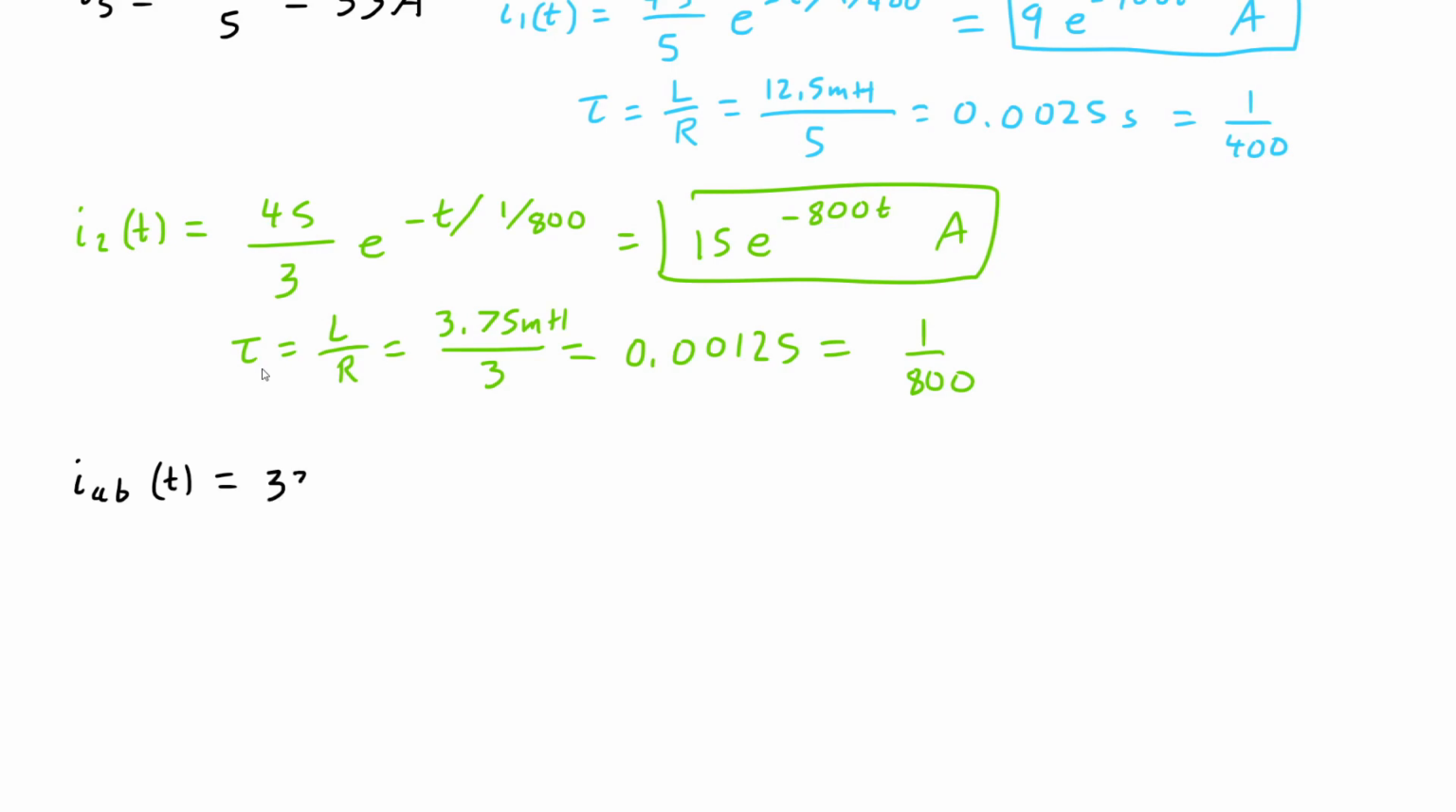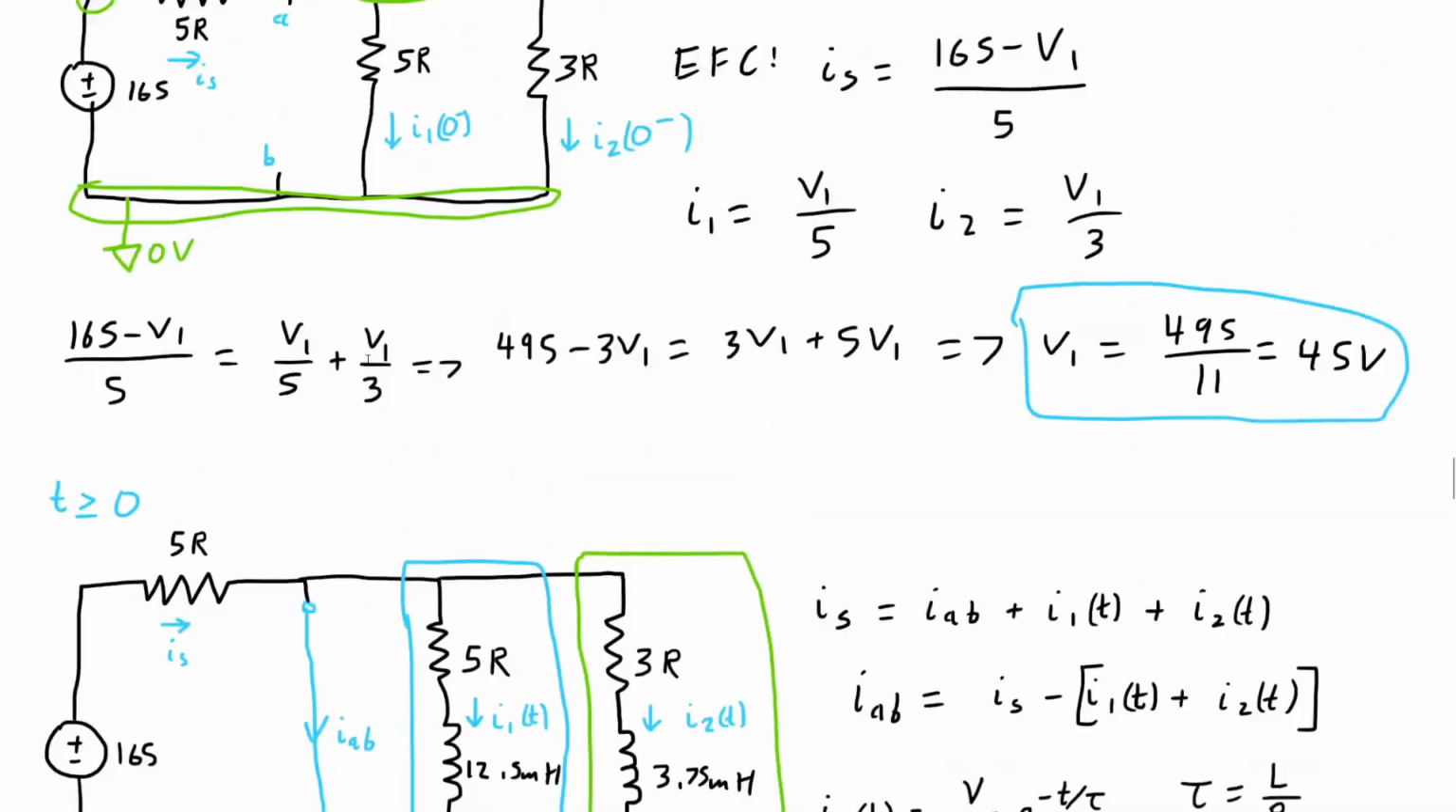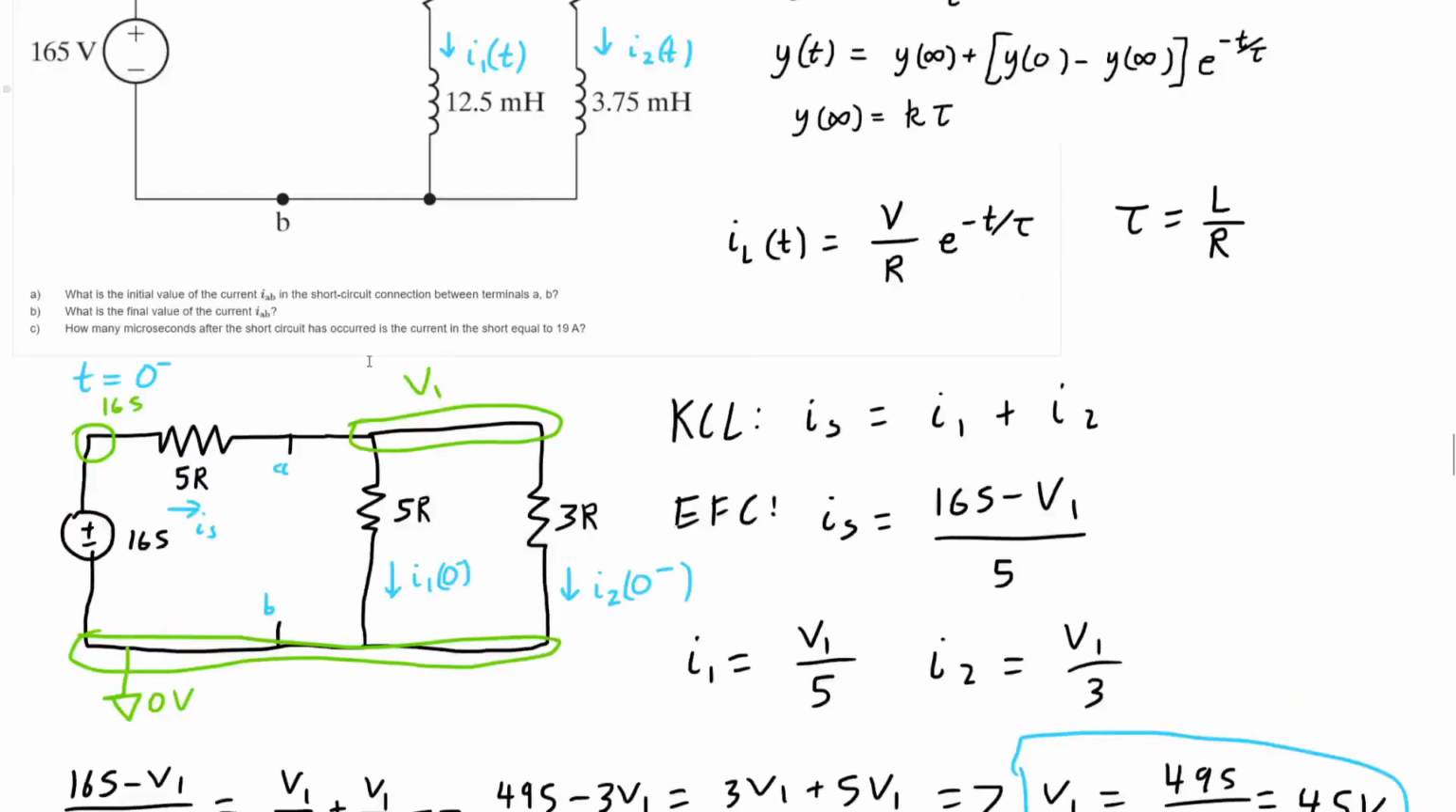So 33 amps minus 9 amps e to the minus 400t minus 15 amps e to the minus 800t. I'm going to put the unit here. Okay, so I believe the question asks for the initial state. So let me scroll up and check. Problem asks for the initial current. Yeah, the initial value of the short circuit current.